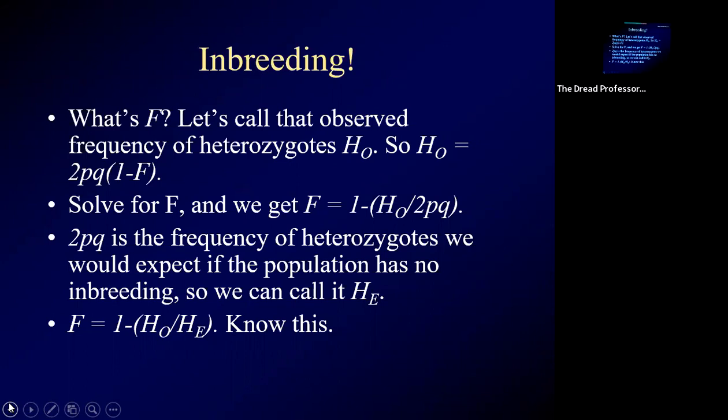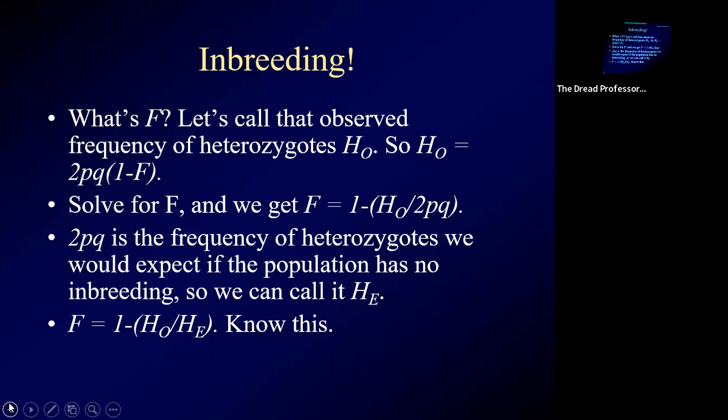2pq is the frequency of heterozygotes we'd expect if there's no inbreeding. And we can just call that H sub E. So what is F? This is the equation you need to know. F is equal to 1 minus observed heterozygotes over expected heterozygotes. That's what you need to know.